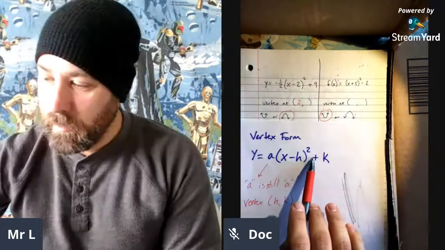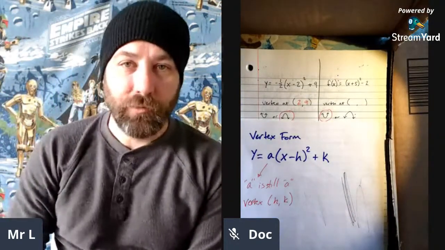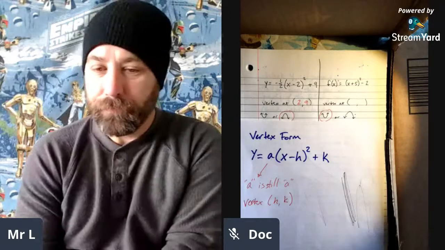K, a positive whatever k is, in this case it's 9. The vertex is at 2, 9.